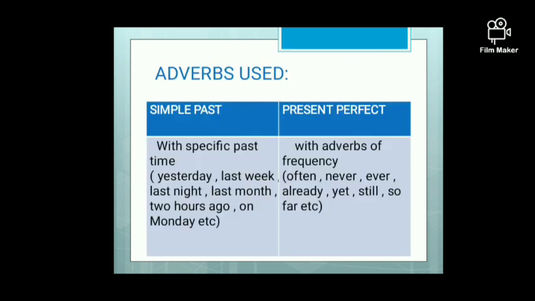So now you will understand that there are certain adverbs with which we use simple past tense and present perfect tense. Simple past tense is used with specific past time. For example, yesterday, last week, last night, last month, 2 hours ago, on Monday, on Tuesday, in 1996, in 2000, etc. And present perfect tense we normally use with adverbs of frequency like often, never, ever, already, yet, still, so far, etc.